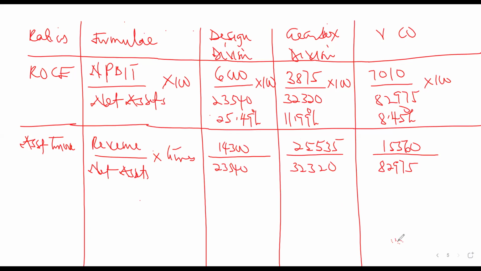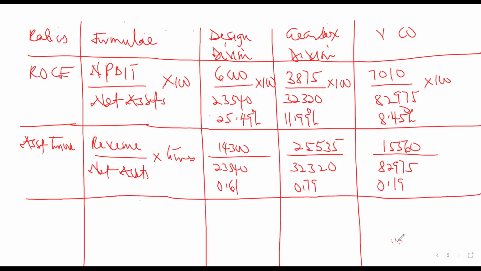0.61. Okay. So you have 0.61 times. Okay, second one is what? The last one is 0.1. It's 0.79. 0.79. The last one is what? And the last one, 0.19. 0.19. Yeah, 0.19. Okay. Okay, the last one is what?